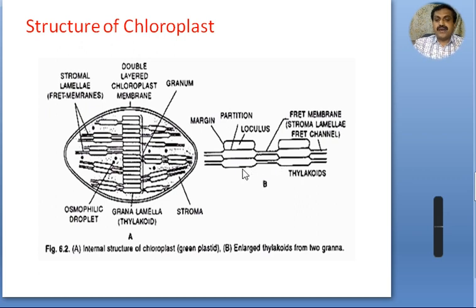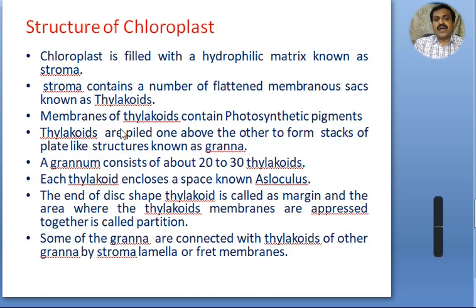Each granum contains a number of plate-like structures placed one above the other, and these are called thylakoids. See, that is the diagram. The chloroplast is filled with a hydrophilic matrix known as stroma. Stroma contains a number of flattened membranous sacs known as thylakoids. The membranes of thylakoids contain photosynthetic pigments, that is, photosystem 1 and photosystem 2, which are responsible for bringing about the photosynthetic reaction.